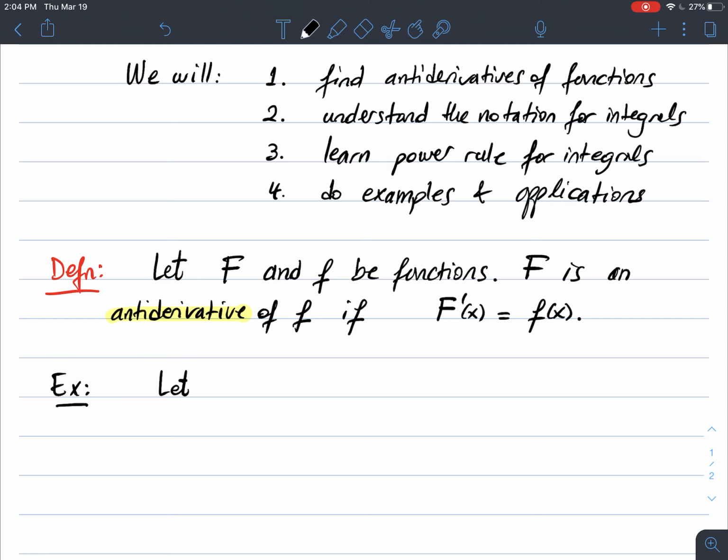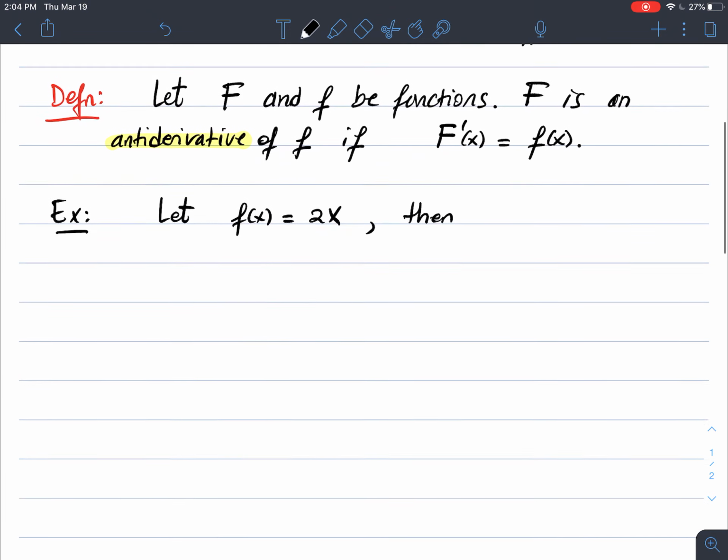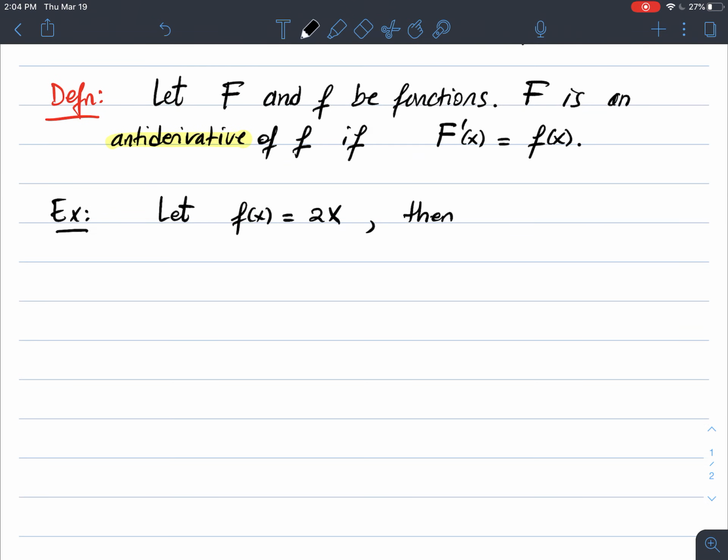So let, for example, little f be 2x. Then we can have various options for capital F. An antiderivative of the function little f is a function whose derivative is little f.